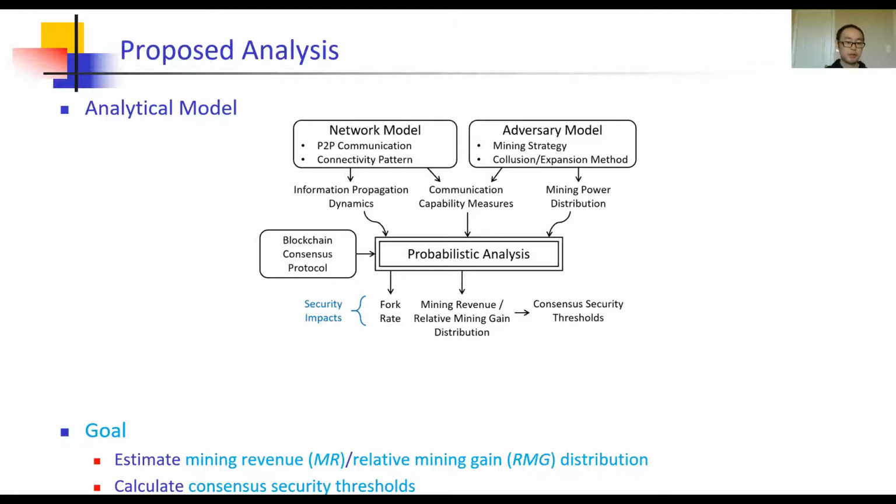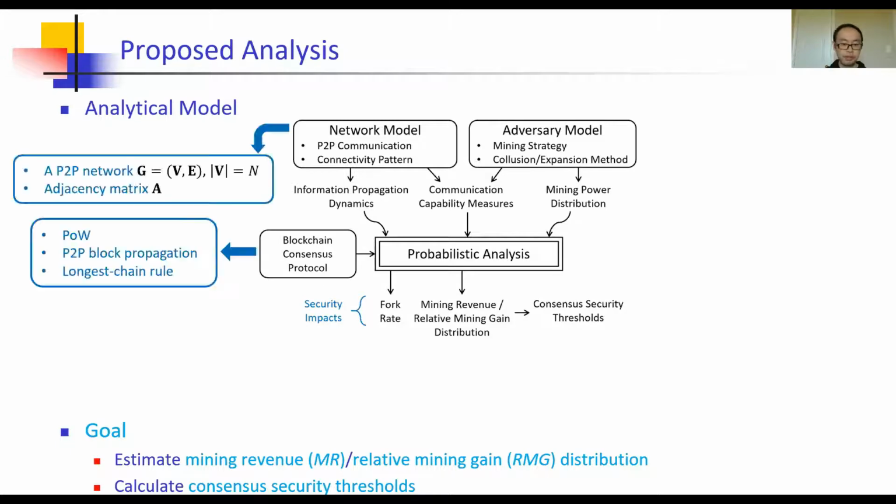So in response, we propose a model to evaluate the impact of network on consensus security. More specifically, we perform probabilistic analysis on the consensus protocol, on network model and adversarial model to compute several security thresholds or metrics. In this paper, we focus on proof of work blockchain and model the network as a peer-to-peer network, and the connectivity can be modeled by the adjacency matrix.